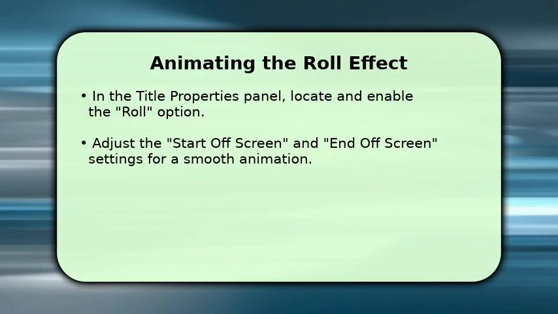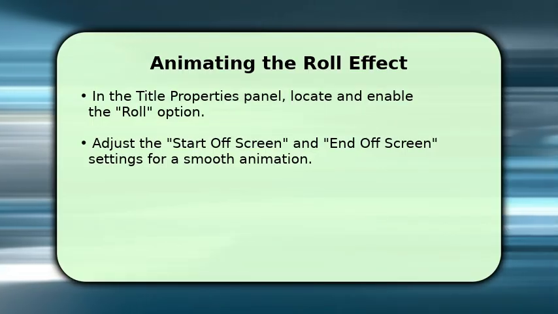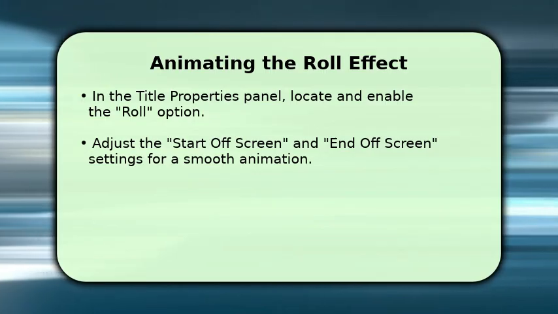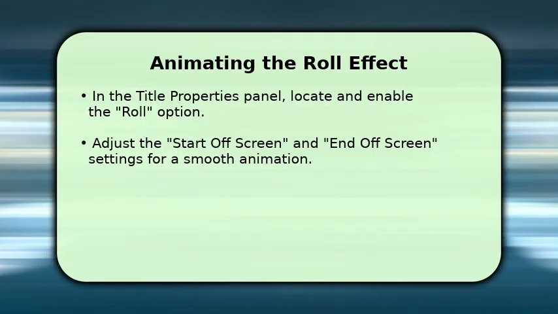To make your text roll, look for the roll/crawl options in the Title Properties panel. Check the roll box. This immediately transforms your static text into a dynamic, moving element. Ensure Start Off Screen and End Off Screen are both checked for a seamless entry and exit. You can also adjust the pre-roll and post-roll values to control how long the text pauses before and after its animation, typically set to 0 for continuous movement.